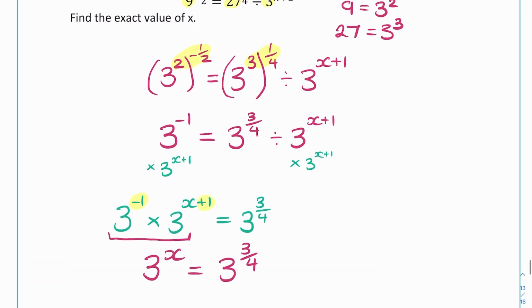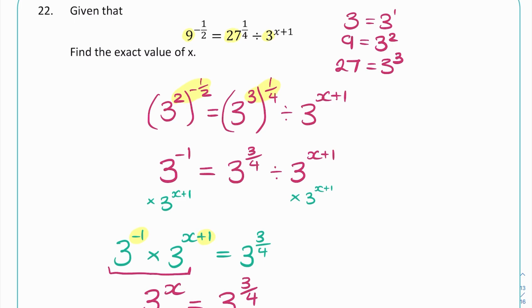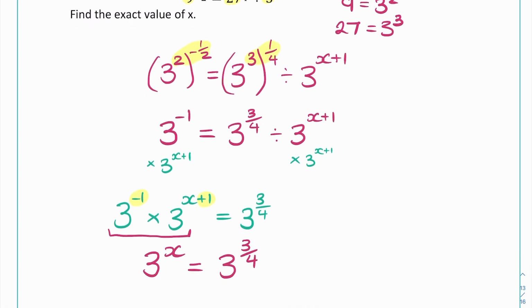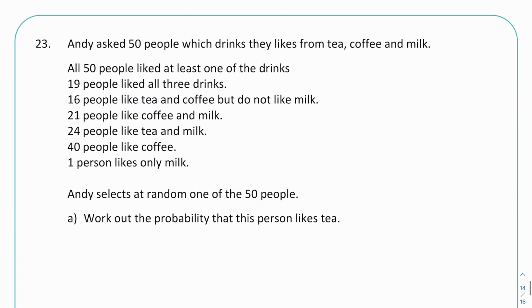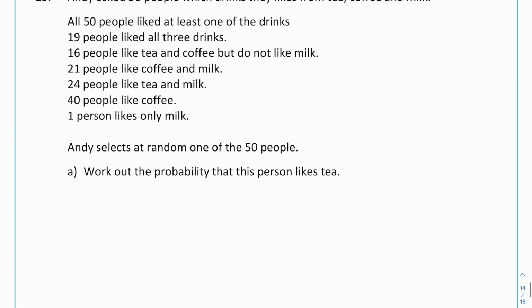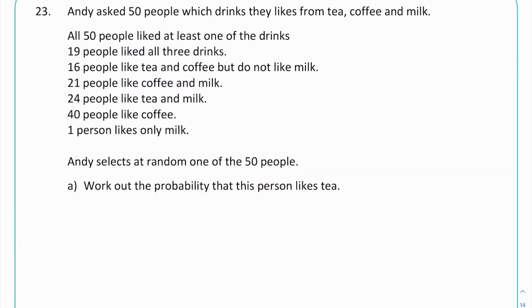So not overly bad. Okay, there were different ways that you could approach it when we got to the division part, where I multiplied by 3 to the power of x plus 1, but I think the way that I did it there probably made it the most simple method possible for answering that. So there we go, that was some indices problems, and now we have what looks like a Venn diagram.